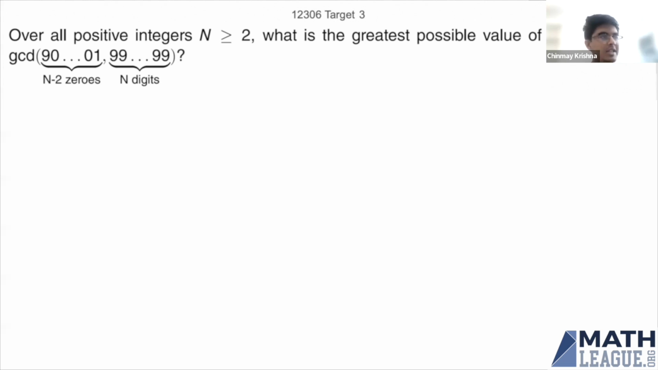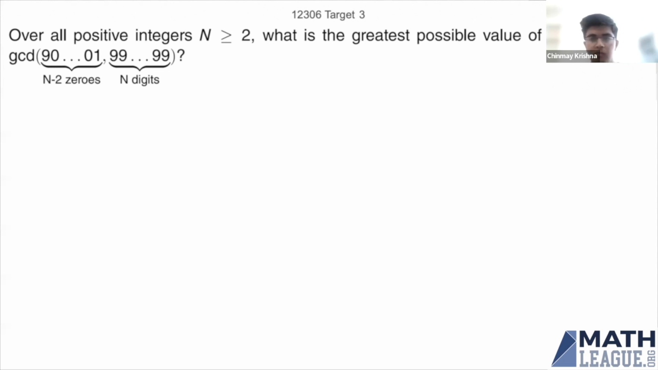Okay, so to find the greatest common divisor, we can use the Euclidean algorithm, which tells us that if we're trying to find the greatest common divisor between two numbers, it's the same as the greatest common divisor between the smaller number and the remainder we get when we divide the larger number by the smaller number. So let's try doing that.